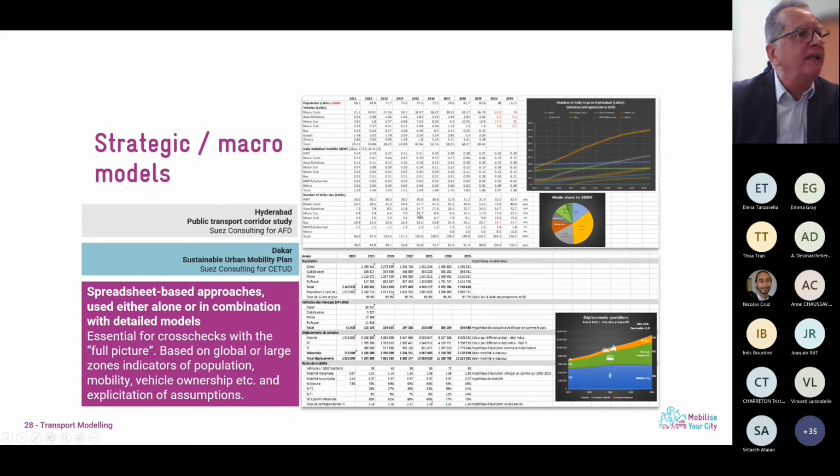And we considered the evolution of the main ratios, such as mobility per person, such as car ownership, and so on, to make an exploration of the future.